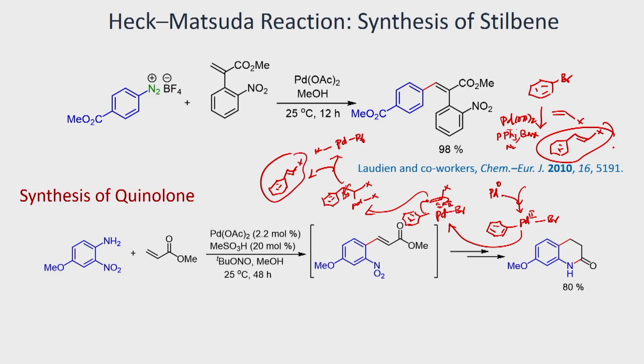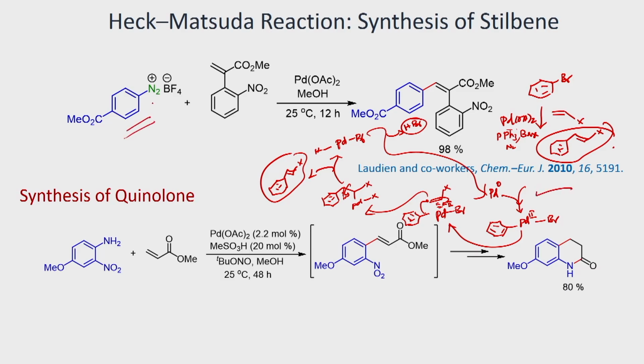the styrene derivative. And once we have this one, in the presence of base it can undergo reductive elimination. So the HX can be removed by base, and in this way you can complete the catalysis. This is the reaction mechanism, the catalytic cycle of the Heck reaction.